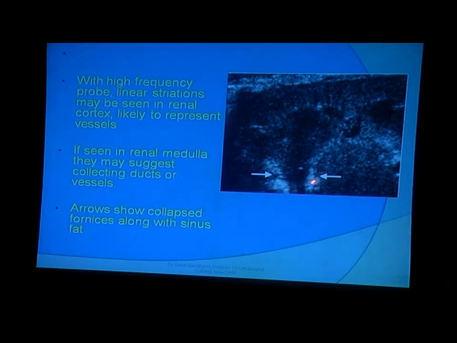Now just look at this. This is what I was trying to tell you. What can this be? This is basically dipping into the calyx. And the calyx right now is collapsed because there is no hydronephrosis. So you can see it as a white collapsed area on either side of the pyramidal tip.